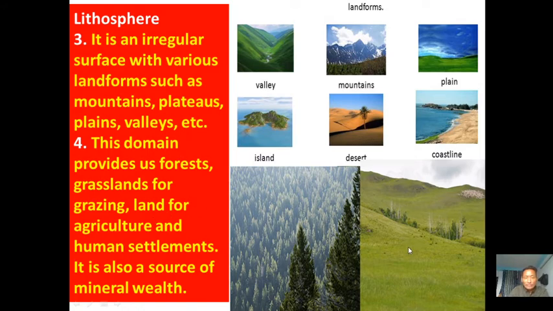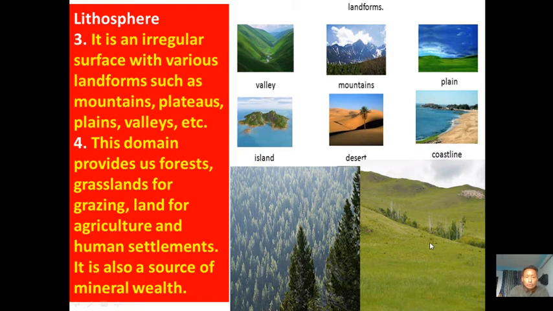This particular land is used for the cultivation of crops like rice, wheat, barley. On the lithosphere we are building our houses. That is called human settlement. Again, it is also a source of mineral wealth.